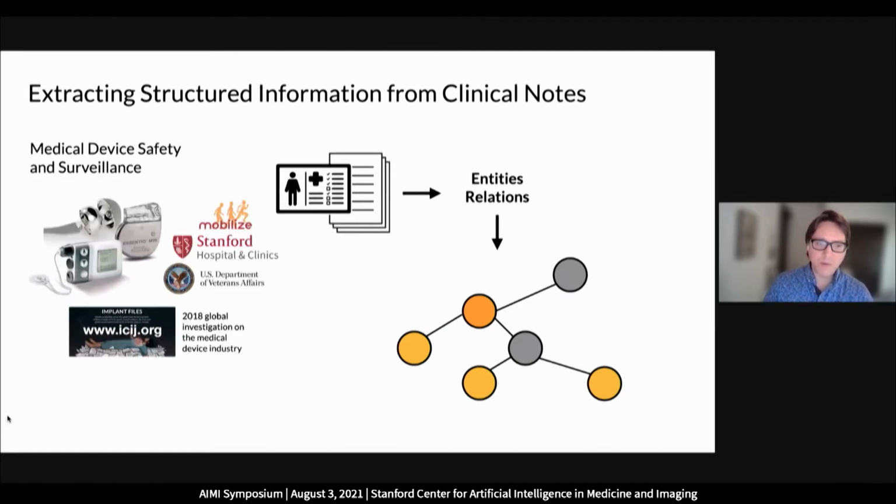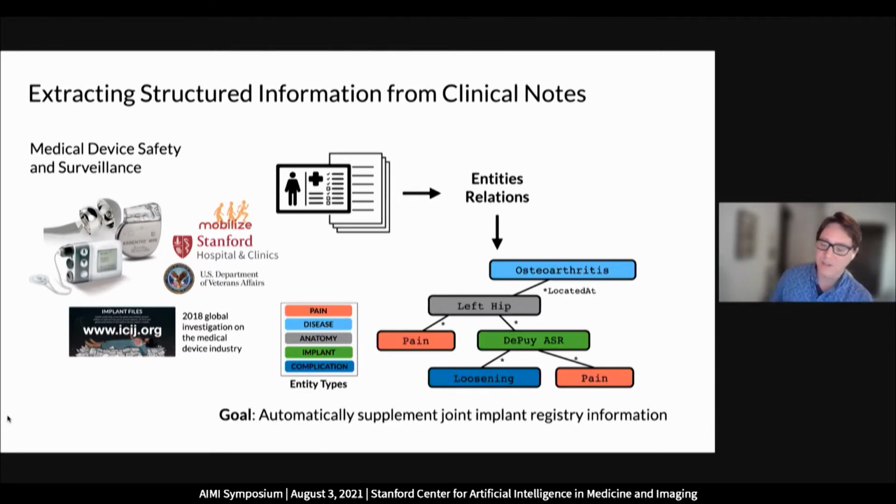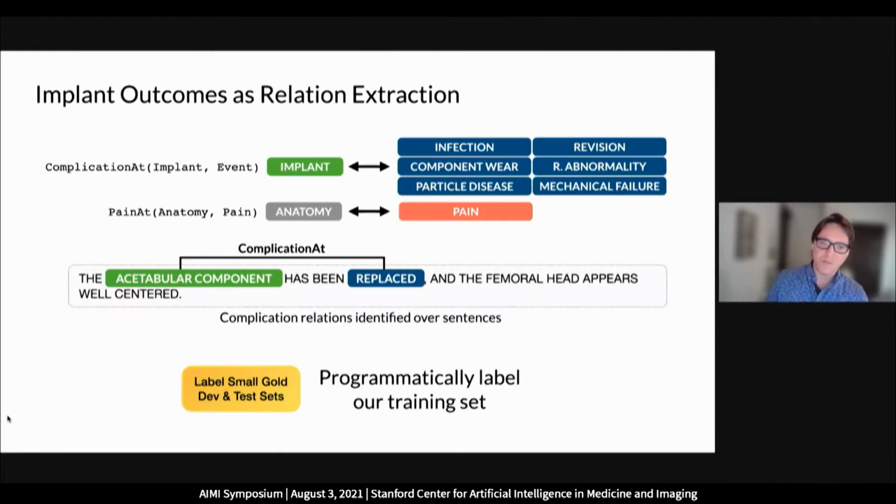And so we were interested a couple of years ago in this idea of medical device safety. And we wanted to see how the EHR can be used to supplement our understanding of the safety of medical devices. We were very specifically interested in the idea of automatically supplementing an implantable joint registry. So we defined this entity and relation structure over clinical notes, focusing mostly on complications of specific implants and the pain at particular anatomical locations. This is formulated in NLP lingo as a relation extraction task over a set of sentences.